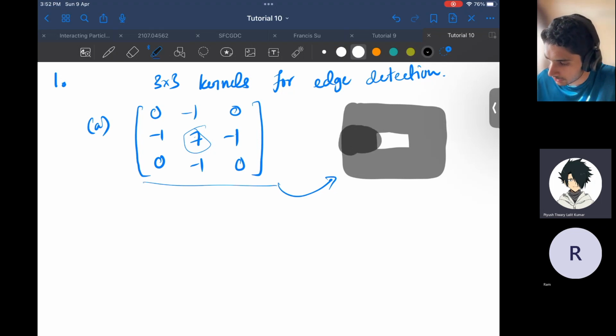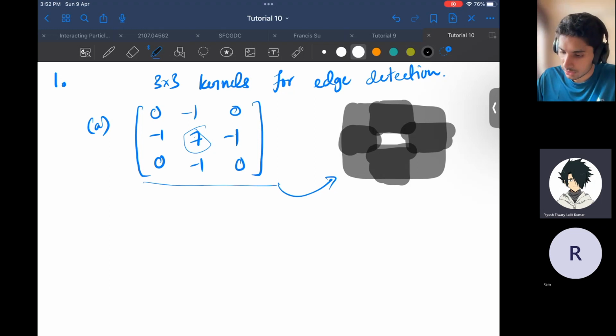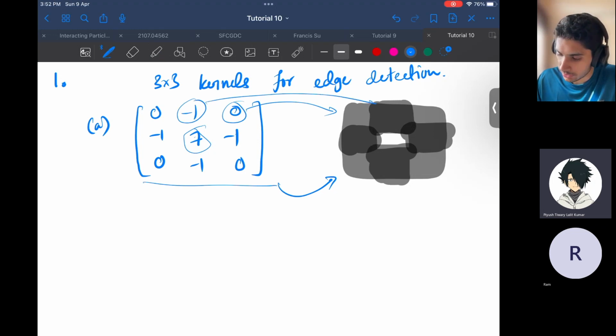These points are even darker, and these even darker. I hope you will agree that 0 corresponds to this color, minus 1 corresponds to the dark black color, and 7 corresponds to this white spot in the middle. So the question is, will something like this detect edges?